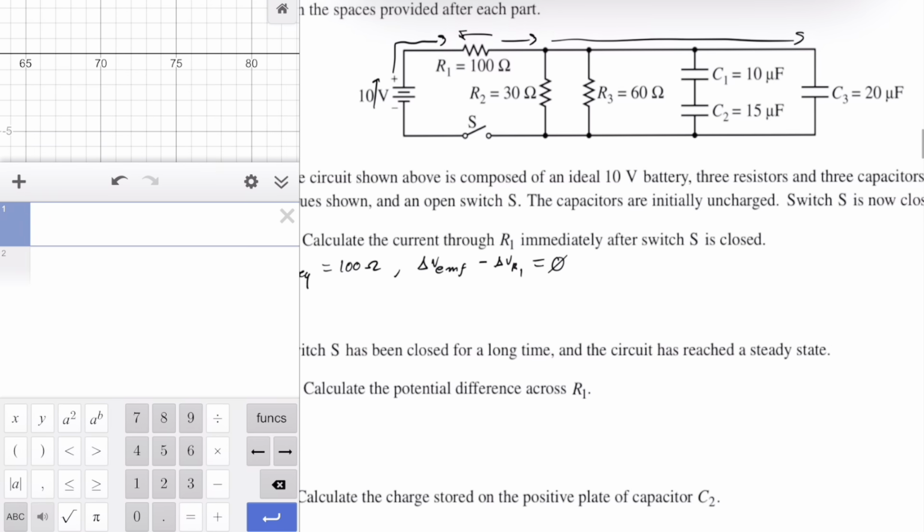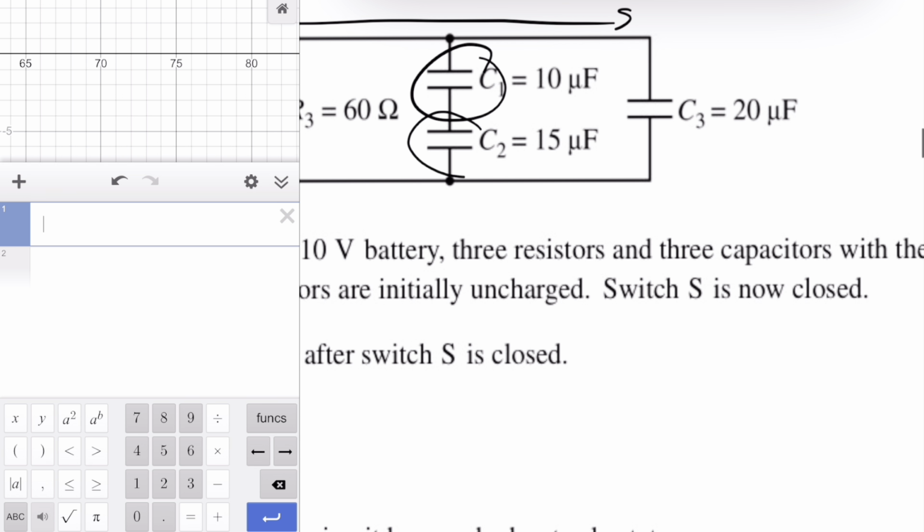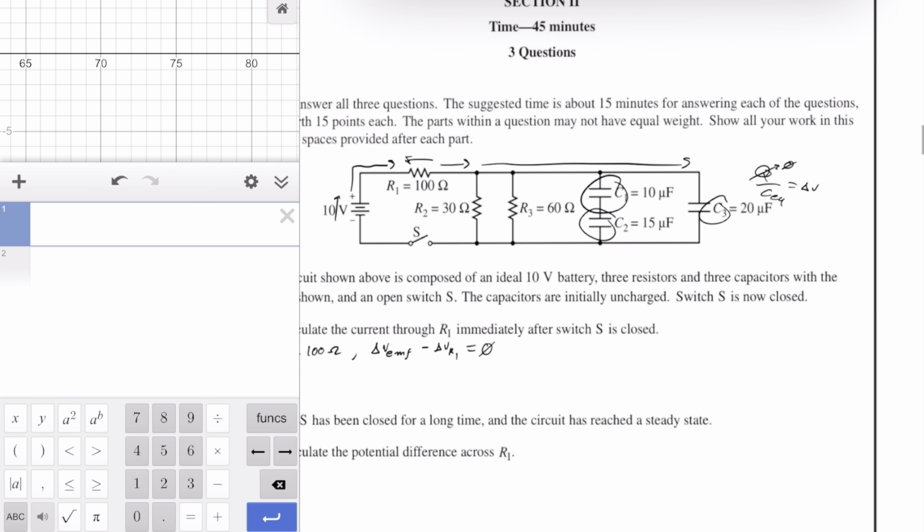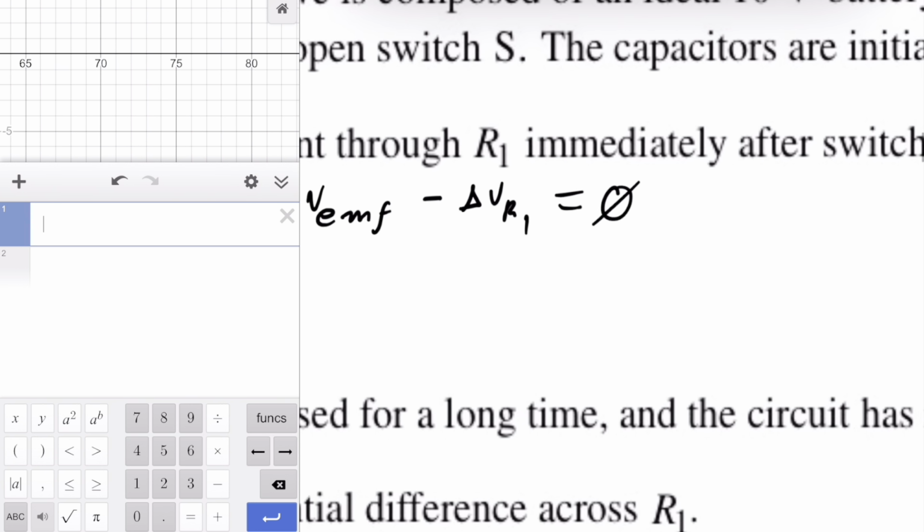And you might be asking, well, why didn't you include the voltage across these three capacitors? Why didn't you do Q over C_eq equals delta V? The reason I didn't do that is because immediately after the switch is closed, Q is 0. Charge has not had enough time to accumulate. So then I can just say in Kirchhoff's loop rule, that term is 0.